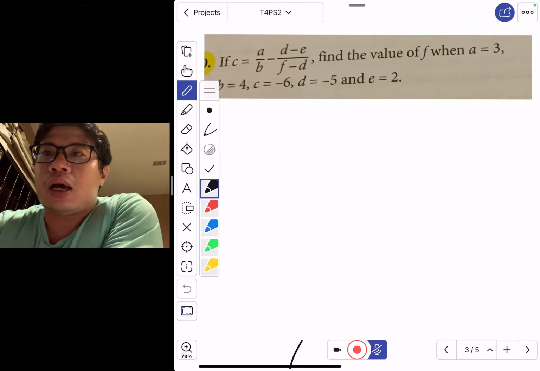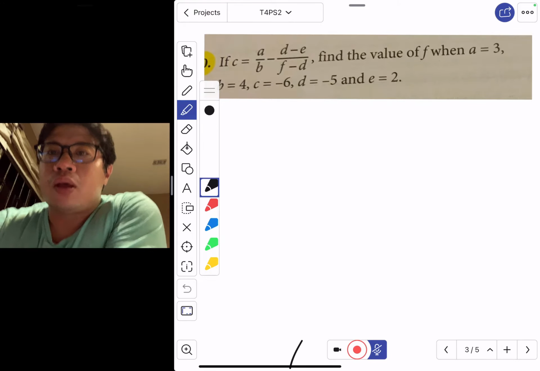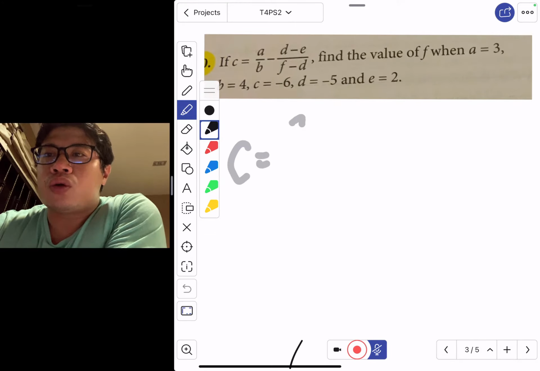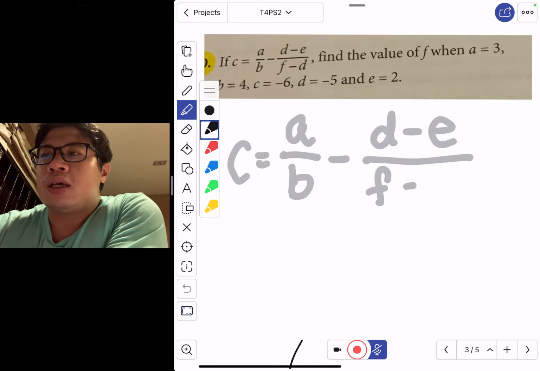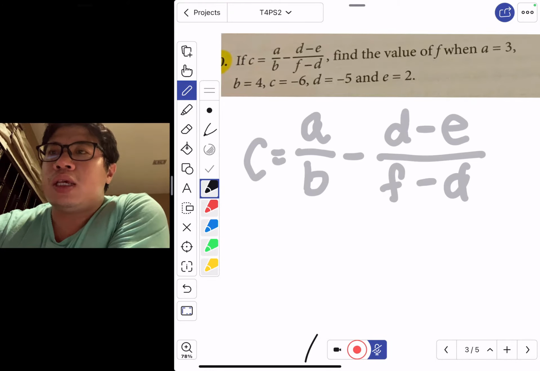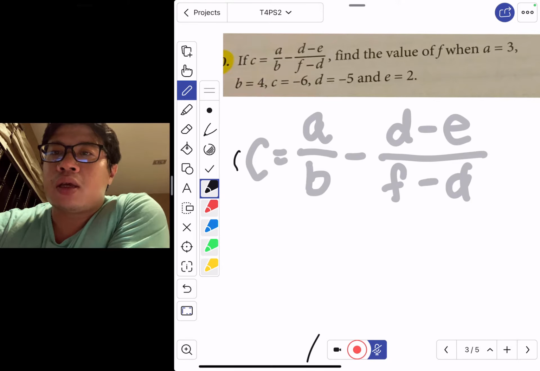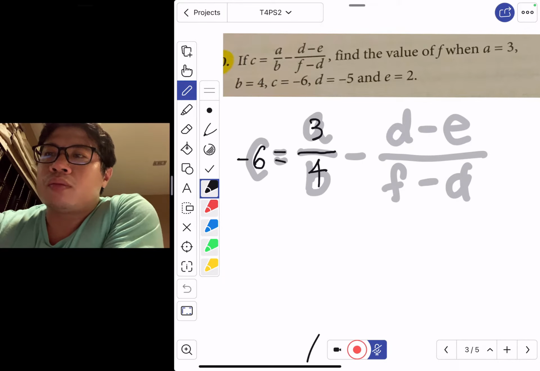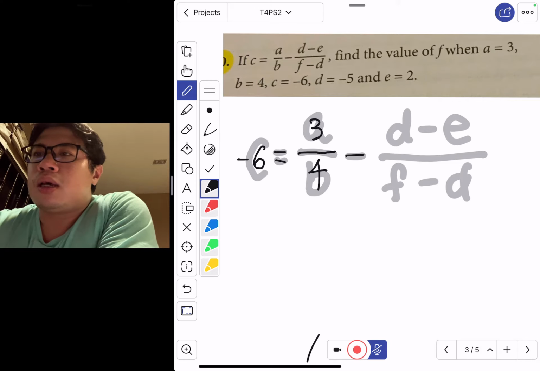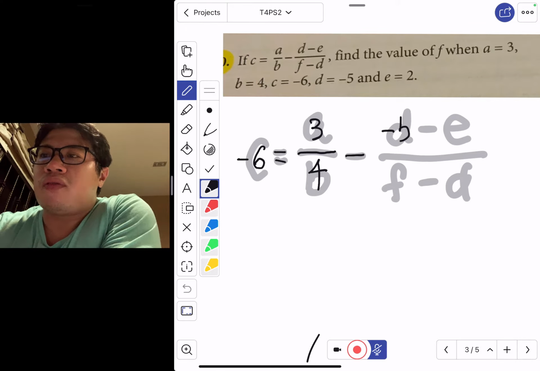So C is equal to A over B. So you can see if I have C equals to A over B, I'll just write the shadow first, so that you can see what I'm plugging in. F minus D. So over here, for C, I'm going to put a value of negative 6. Since it's by itself, I'm not going to put a bracket. I'm just going to put negative 6 equals A. So A is 3, 3 over here. Fraction. My B is 4. Minus. My D is negative 5. So I'm just going to put negative 5.